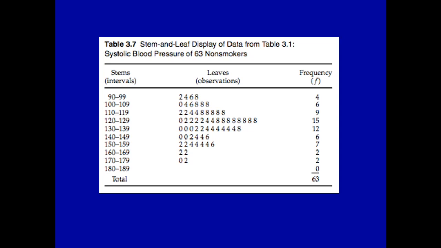From this particular stem and leaf display, we can see that for the systolic blood pressure data, the range of measurements is from 92 to 172. The measurements in the 120s occur most frequently, with a measurement of 128 being the most frequent in the whole stem and leaf plot. We can also see which measurements are not represented. In this case, the stem of 180 to 189 is missing, which means there are 0 frequencies that occurred in our sample of 63 non-smokers.